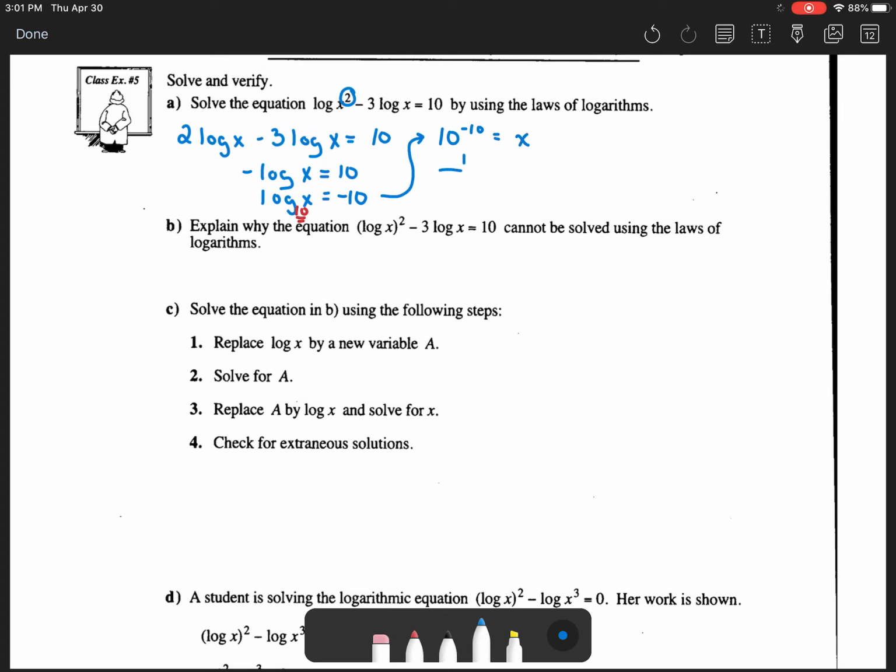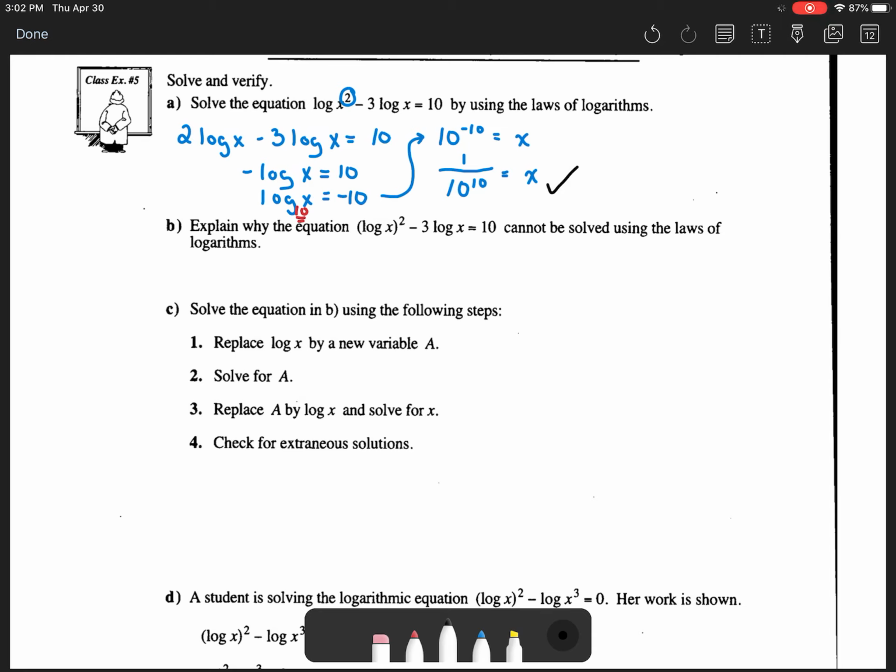And they might rewrite it a different way if you looked in a different book. This is 1 over 10 to the exponent of 10 equals x, something along those lines. So there is your solution, 1 over 10 to the exponent of 10, or 10 to the exponent of negative 10. If I verify that, it does work. So it does check to be a viable solution.